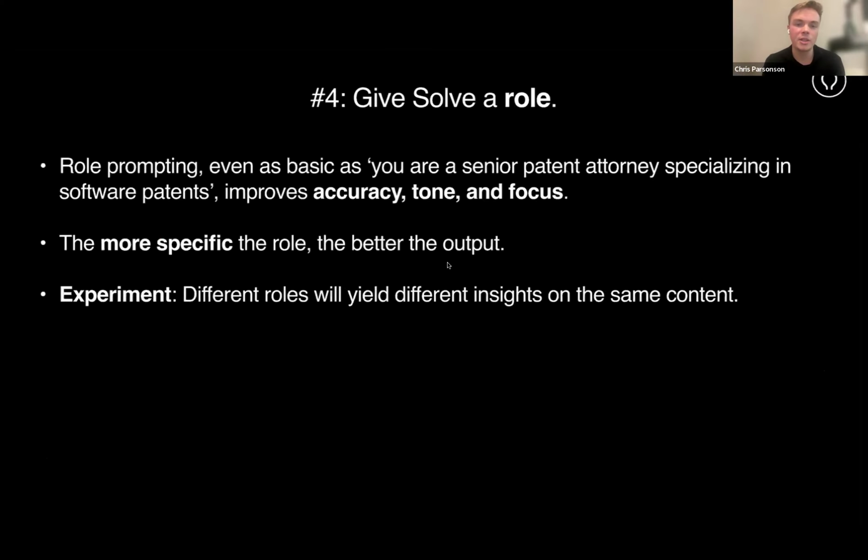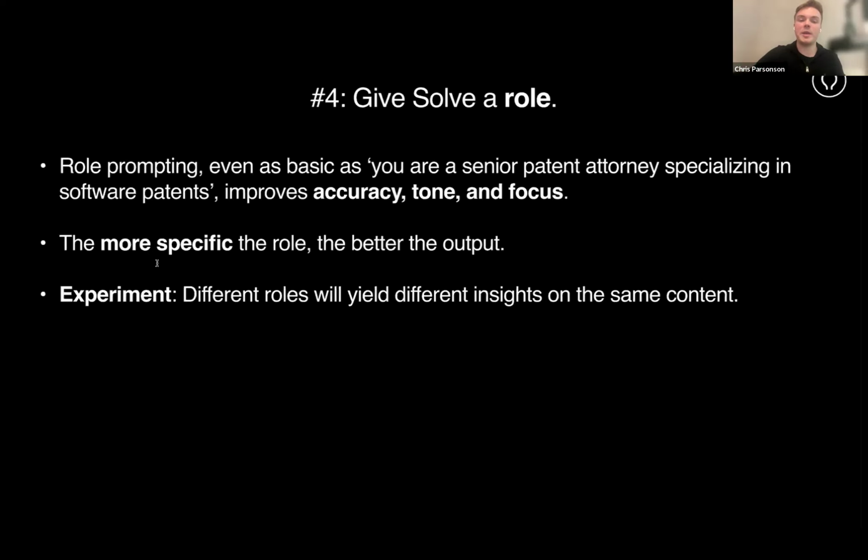Tip number 4 is to give Solve a role. And this is kind of interesting. It turns out that what's called role prompting, so telling the AI that it's got a specific role, can have a massive impact on the accuracy, tone, and focus of the AI's output. So even something as simple as at the beginning of a prompt saying something like, you are a senior patent attorney specializing in software patents, can have a big impact on the AI's output.